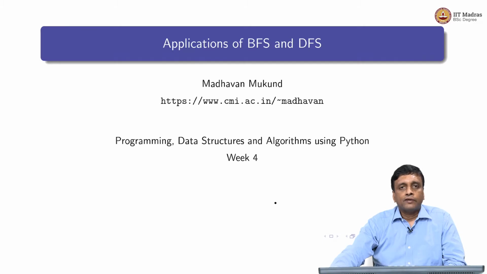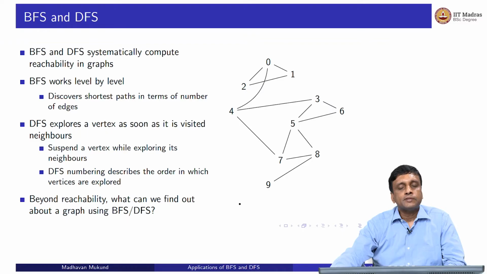So, we have been looking at graph exploration using breadth first and depth first search, and we have primarily focused on reachability and recovering a path, right. And also in the case of breadth first search, we said you also recover the distance in terms of number of edges. So, both of them systematically compute reachability, and since breadth first search works level by level, it also discovers shortest paths, right. So, the question now we are going to ask is, beyond reachability, what can we do with breadth first and depth first search?